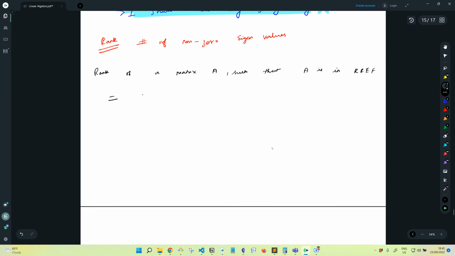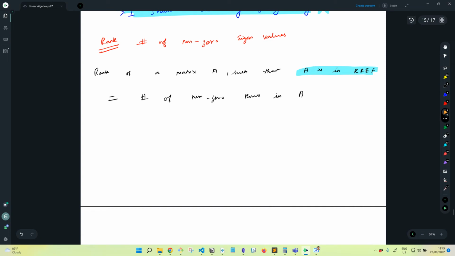A is in RREF equals the number of non-zero rows in A. Right? This rank equals number of non-zero rows is applicable only for matrices that are in RREF format. For an arbitrary matrix, you cannot claim rank to be the number of non-zero rows. Is the definition of rank clear, for RREF matrices? Yes, sir.